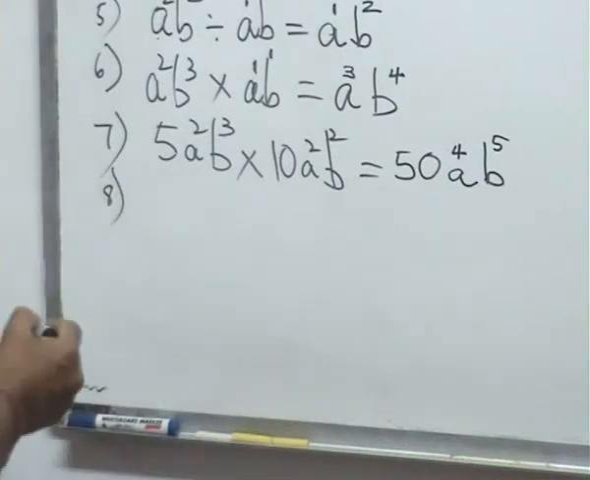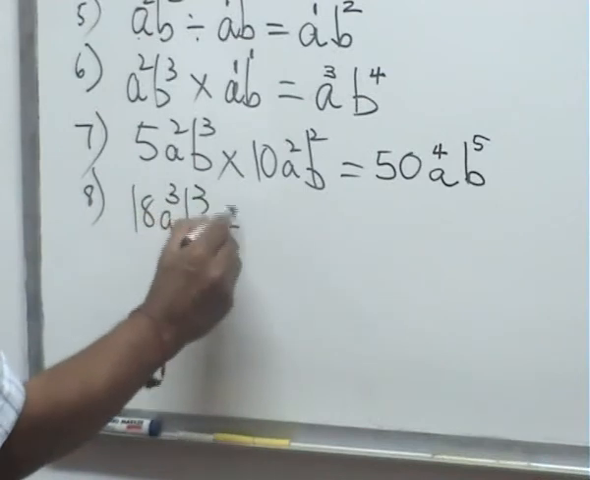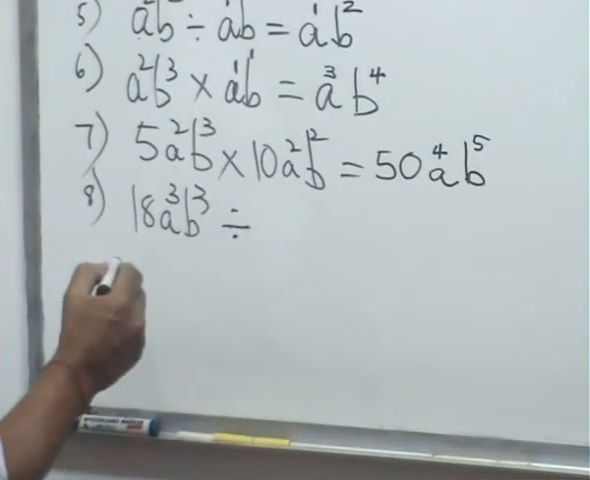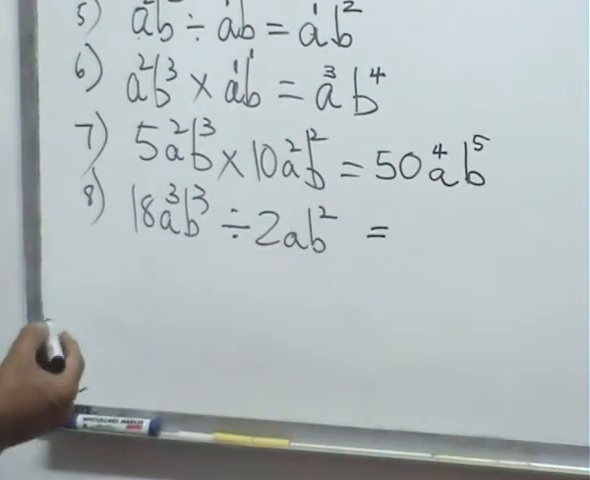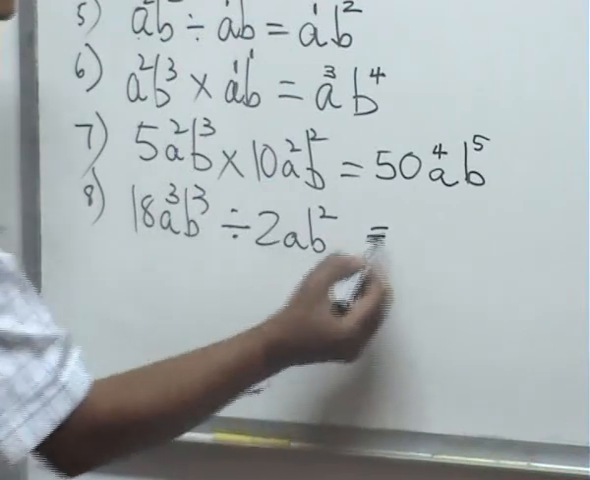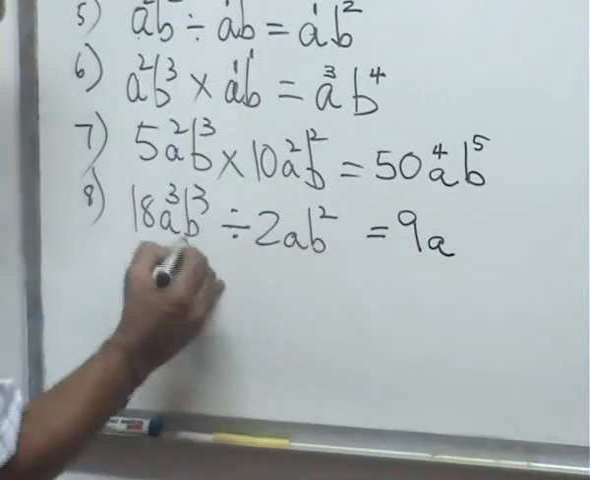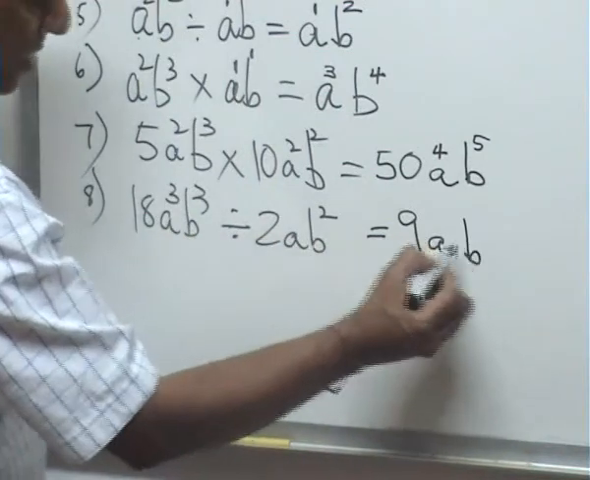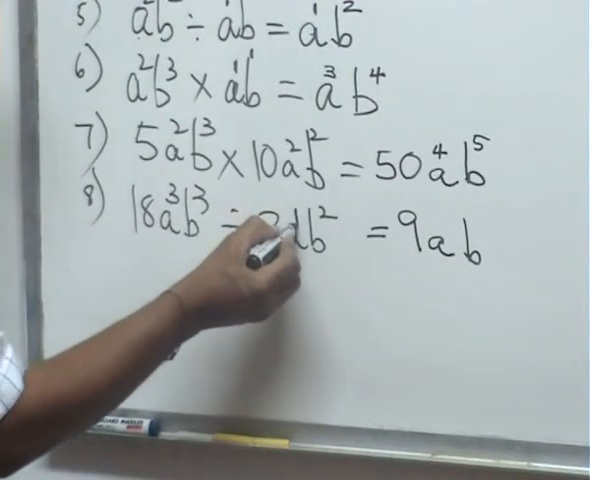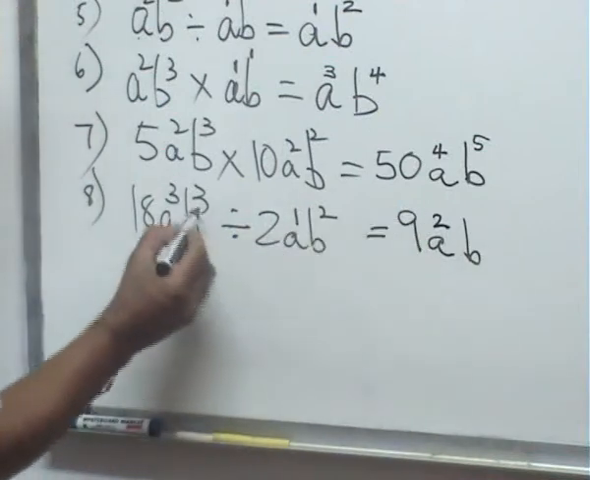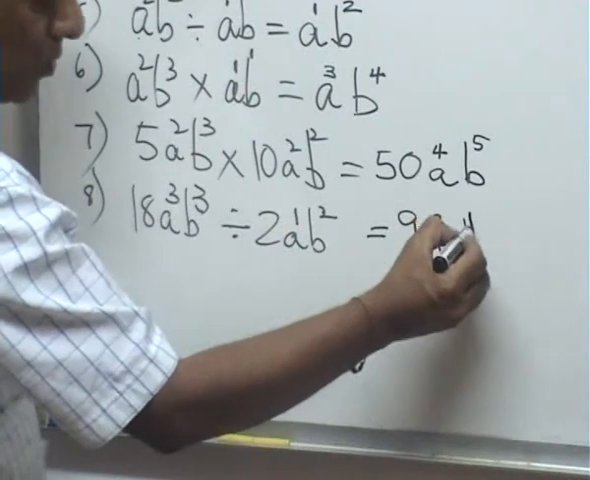Number 8. 18a cubed b cubed divided by 2ab squared. Well, 18 divided by 2 will give you 9. A cubed, a, just write down a. B cubed, b squared, just write down b. Now you're dividing, so you've got to subtract the indices. 3 minus this 1, which will give you 2. 3 minus this 2, which will give you 1.